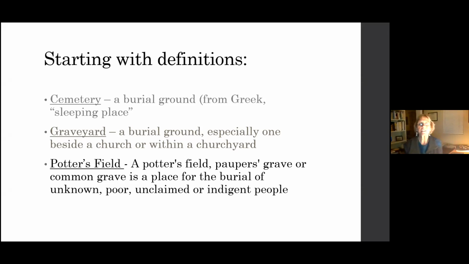There you go. So let's start with some definitions. What is a potter's field relative to a cemetery or a graveyard? And you can see the definitions there. A potter's field is actually a very specific definition for a pauper's grave, and it's a place for the burial of unknown, poor, unclaimed, or indigent people.